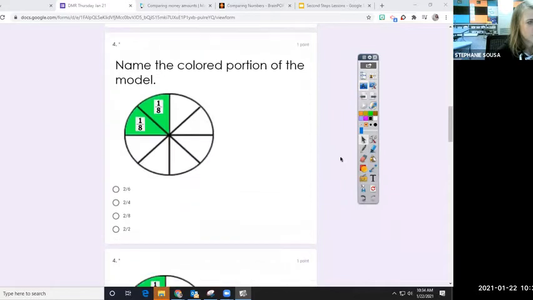Name the colored portion of the model. Okay. So we have a model. There are 8 pieces. We can see that by the denominator and the fraction shown. We could also count each of the 8 pieces. 2 of them are colored, 1, 2. So the name of this colored fraction is 2/8. Questions on that one?